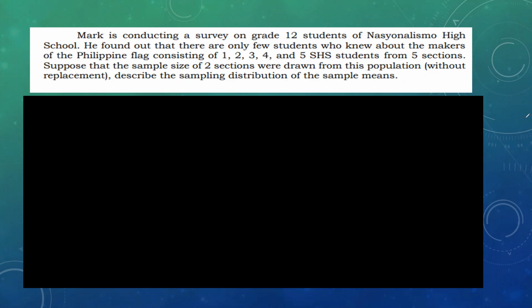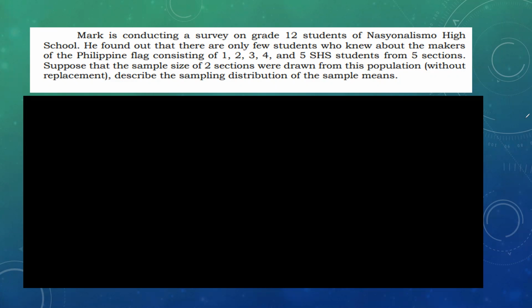Mark is conducting a survey on grade 12 students in Nacionalismo High School. He found out that there are only few students who knew about the markers of the primitive bag consisting of 1, 2, 3, 4, and 5 senior high school students from 5 sections. Suppose that the sample size of 2 sections were drawn from this population without replacement. Describe the sampling distribution of the sample means. Okay po. So, describe the sampling distribution of the sample means.